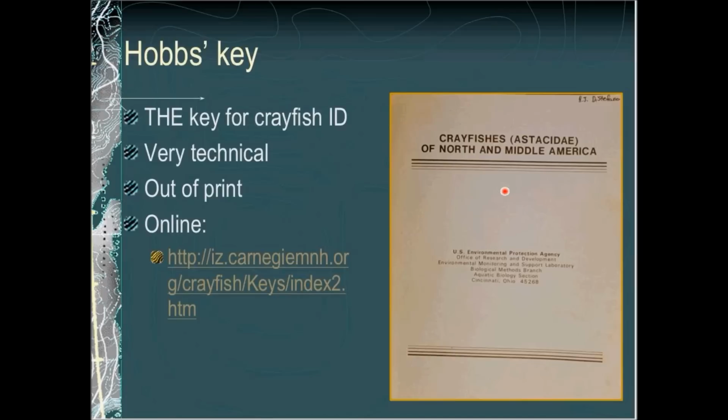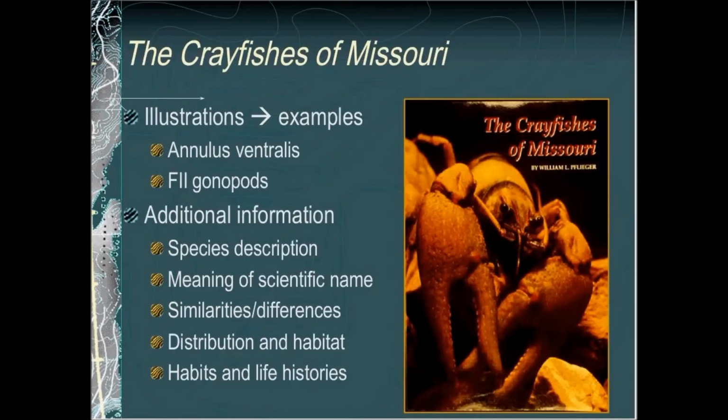It's very technical. It's also out of print. However, they do have it online, and I've got this. You don't have to furiously write this down because this web address I'll leave up at the end also. Crayfish is in Missouri. This just happens to be an example of a state key, the one I'm most familiar with. It has its drawbacks, but it does.